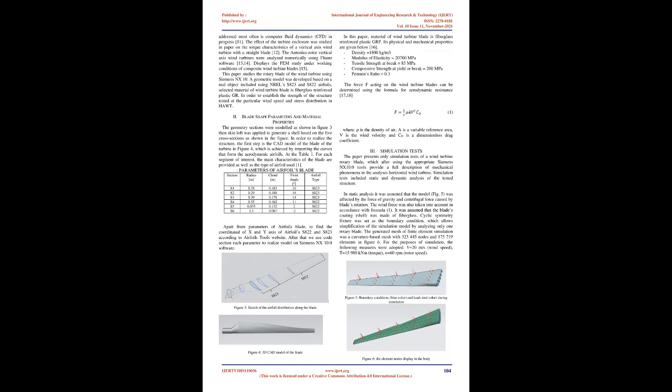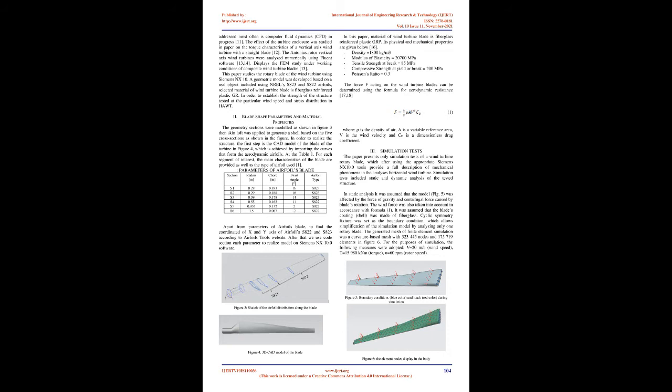In order to establish the strength of the structure tested at the particular wind speed and stress distribution in the blade, 2 blade shape parameters and material properties were used. The geometry sections were modeled as shown in Figure 3. Then skin loft was applied to generate a shell based on the 5 cross sections as shown in the figure.